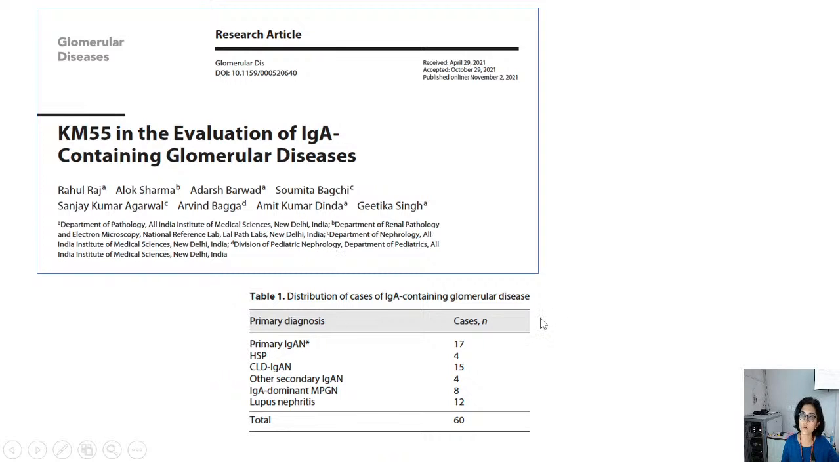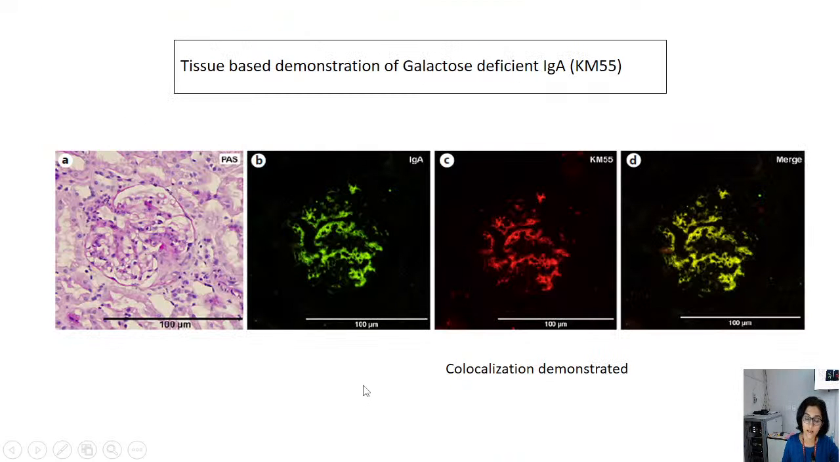We picked up a host of diseases, which included the regular IgA nephropathy and other diseases as well. And what did we find?